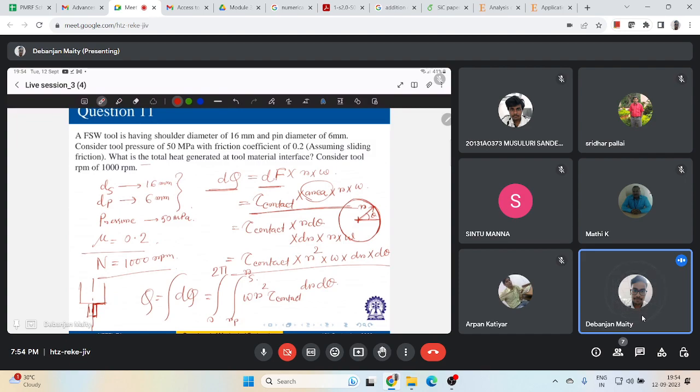Okay. Now I am saying that this is a sliding friction. So in sliding friction, tau happens to be tau equal to mu p. This is directly proportional to the pressure. And for sticking friction, this is sigma y by root 3 according to the von Mises yield stress, or shear yield stress. So can we differentiate this?